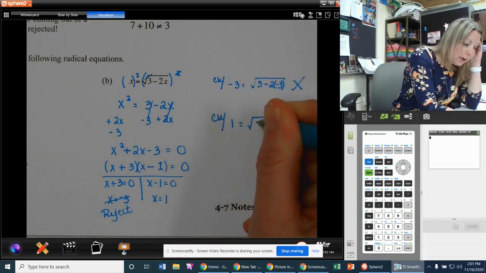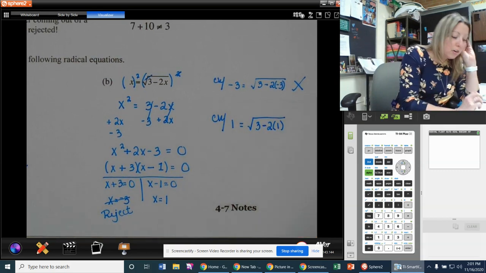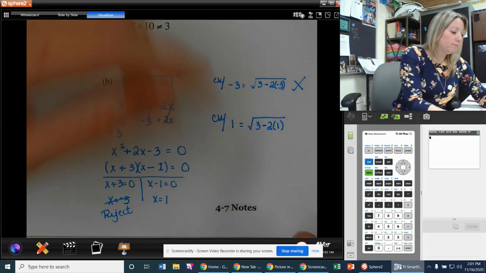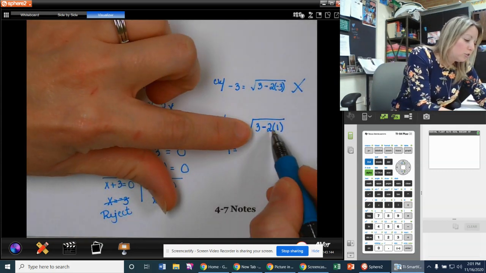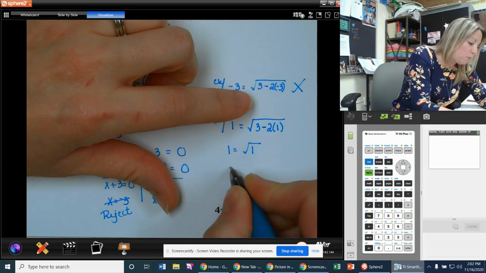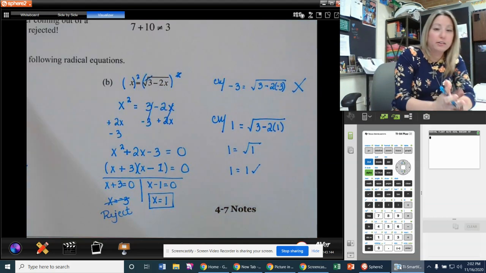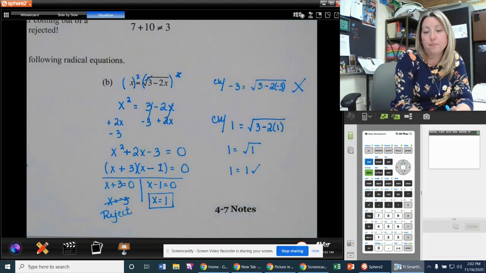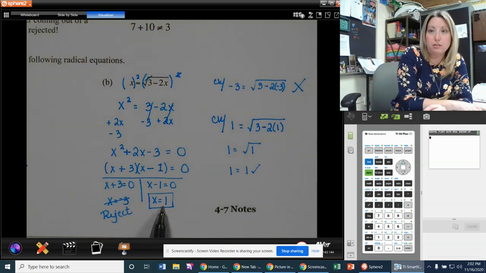And now I'm going to check that guy. Okay. So here, let's see. 2 times 1 is 2, 3 minus 1 is 1, and the square root of 1 is 1. So this does work out, and this I can keep as an answer. So I did have to reject the negative 3. I do get to keep the positive 1.